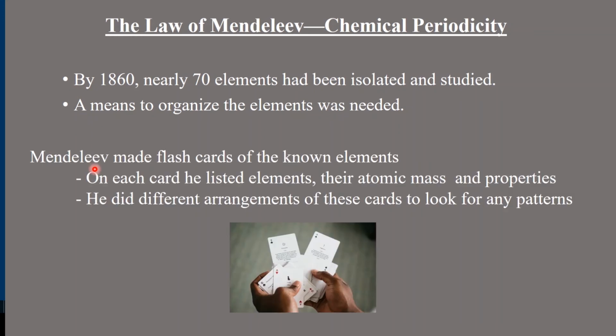One of the greatest advancements towards this goal was made in the mid 1800s by a Russian chemist, Dmitry Mendeleev. He made flashcards of the known elements. On each card, he listed the element, its atomic mass, and properties. He made different arrangements of these cards to look for any patterns.